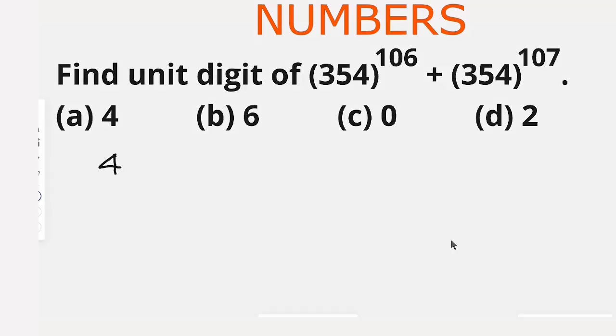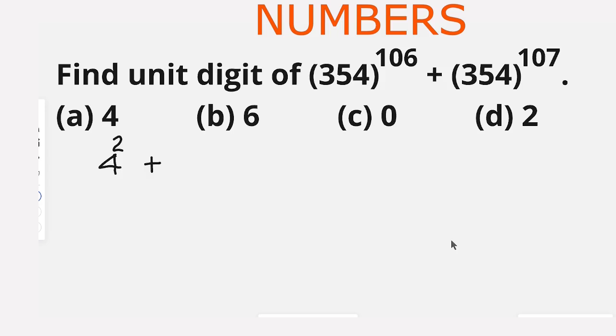As we know, when the ones place is 4, the digit at the ones place repeats itself after every second power. So we divide 106 by 4 and find the remainder. For finding the remainder, we just have to divide the last two digits, which is 06, by 4. When we divide it by 4, the remainder will be 2. So the unit digit of 354 to the power 106 can be written as 4 to the power 2.